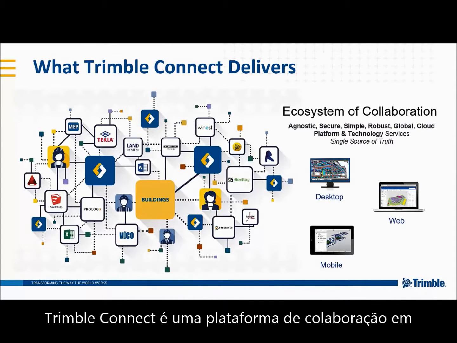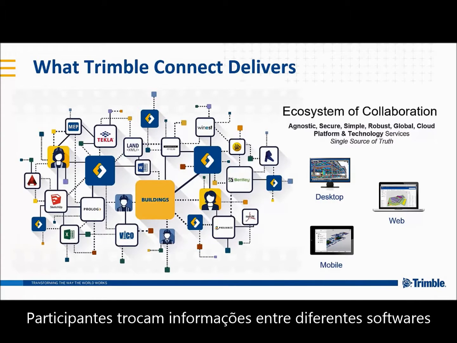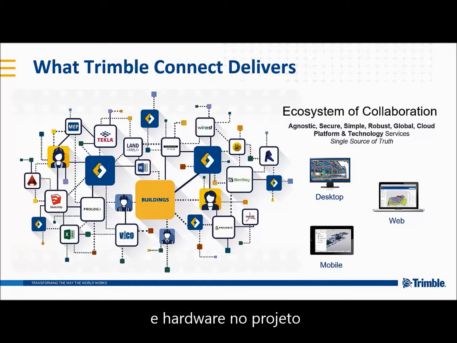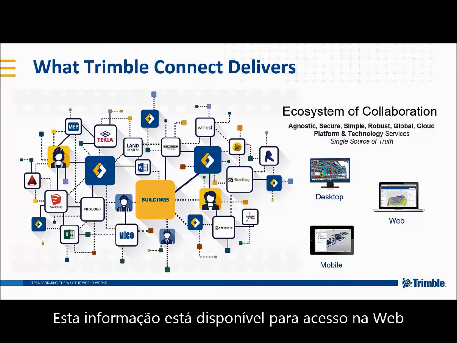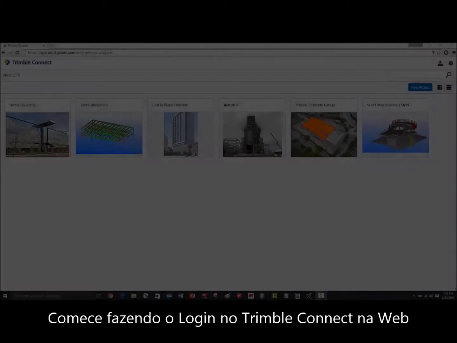Trimble Connect is a project collaboration platform for the construction industry. Project stakeholders are brought closer together by seamlessly exchanging data between their different software and hardware solutions on the project. This information can be accessed and collaborated on in your desktop, web, or mobile environments. This can include drawings, documents, as well as 3D models.